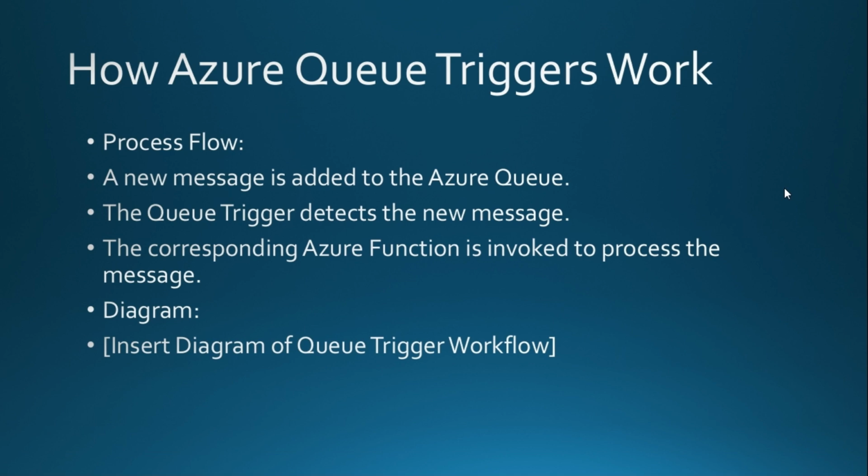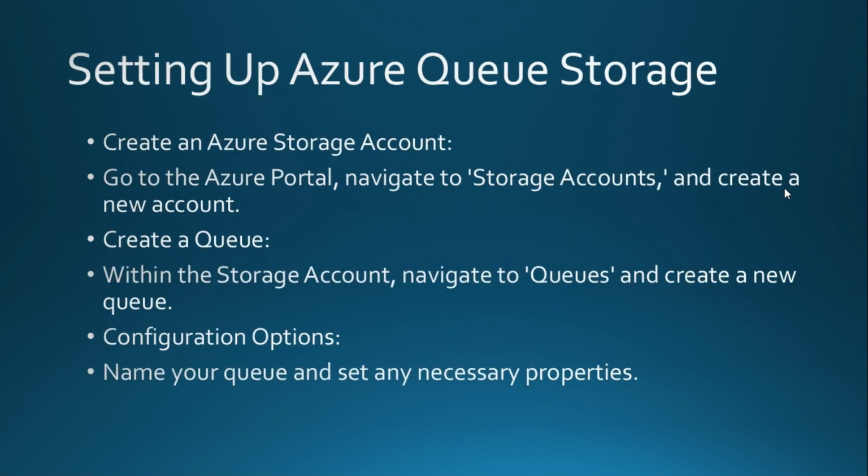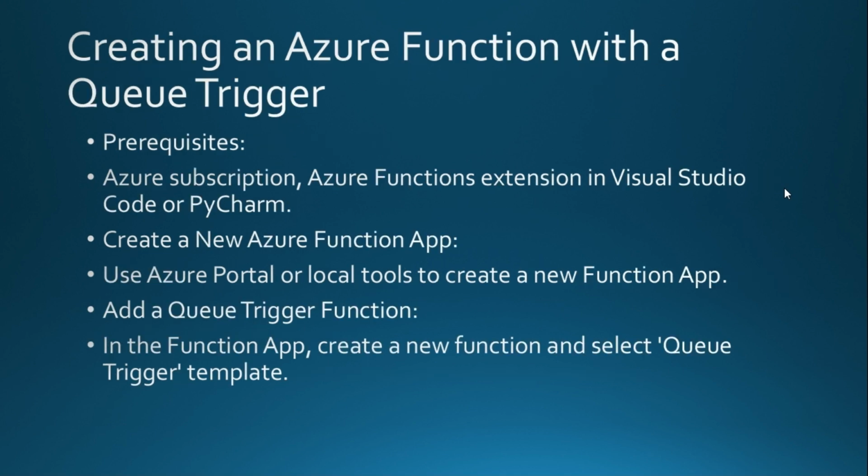So let's understand how this Azure Queue trigger works. As I explained, a new message is added to the Azure Queue. The trigger detects the new message. Then the corresponding Azure function is invoked to process the message, right? Okay, setting up Azure Queue storage, I will skip as of now because I'm using local storage using Azure, right? We will discuss in more detail how we can set it up.